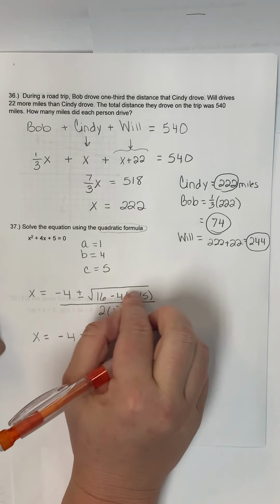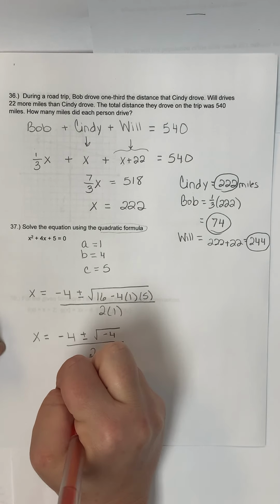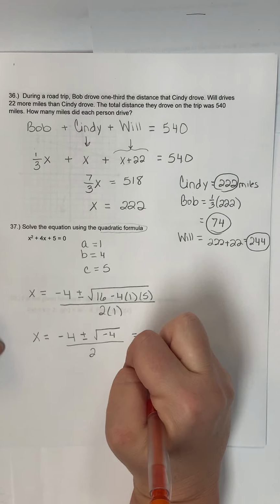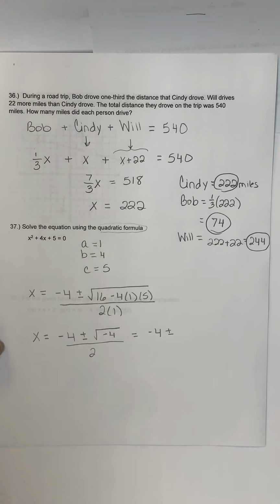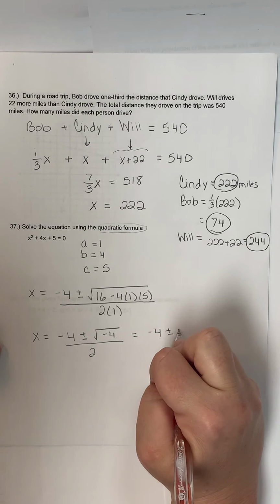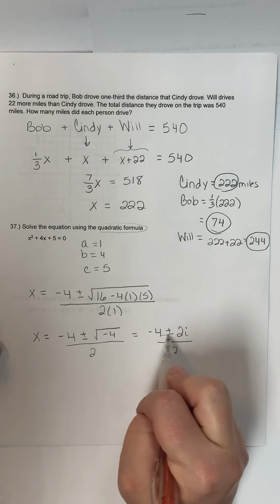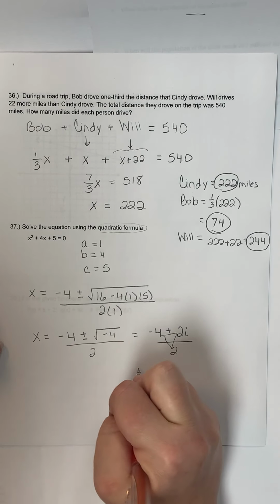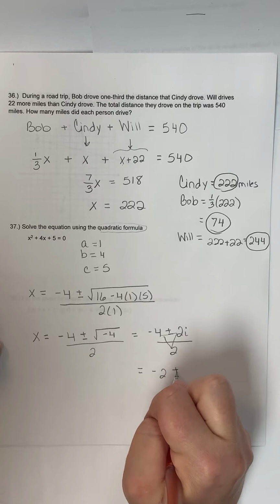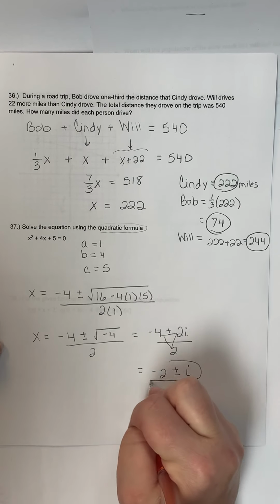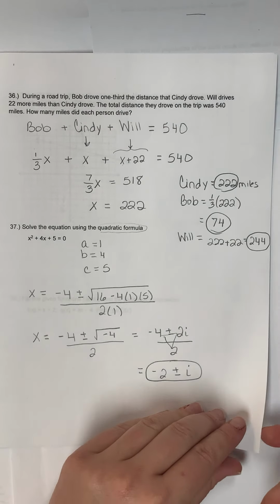When you do this in your calculator, you're going to get -4 all divided by 2. Okay, we're going to clean it up a little bit more. What's the square root of -4? That's 2i. We do have a magic triangle situation. So if I divide each corner by 2, I get -2 plus or minus i. And there's our answer.